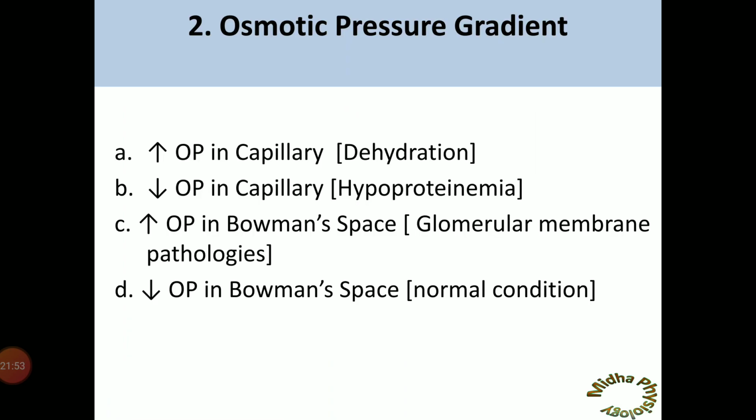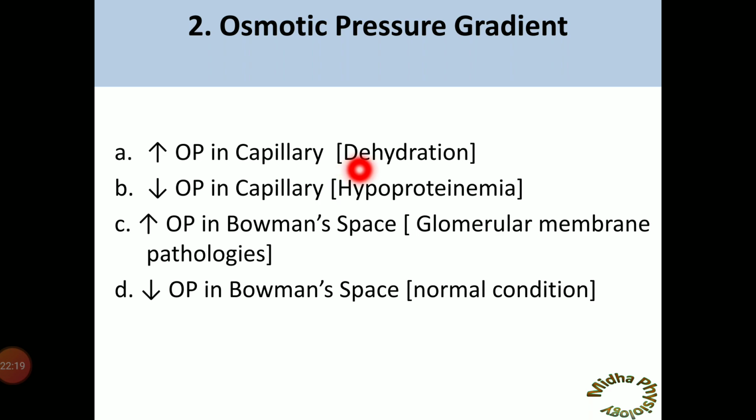Now another factor which is affecting the GFR is the osmotic pressure gradient. So the osmotic pressure gradient of the capillary as well as the Bowman's space we have to take into account. Whenever the osmotic pressure in the capillary is increased, we know that this osmotic pressure is acting against the filtration. So obviously the filtration would be lower, or the GFR would be lower.